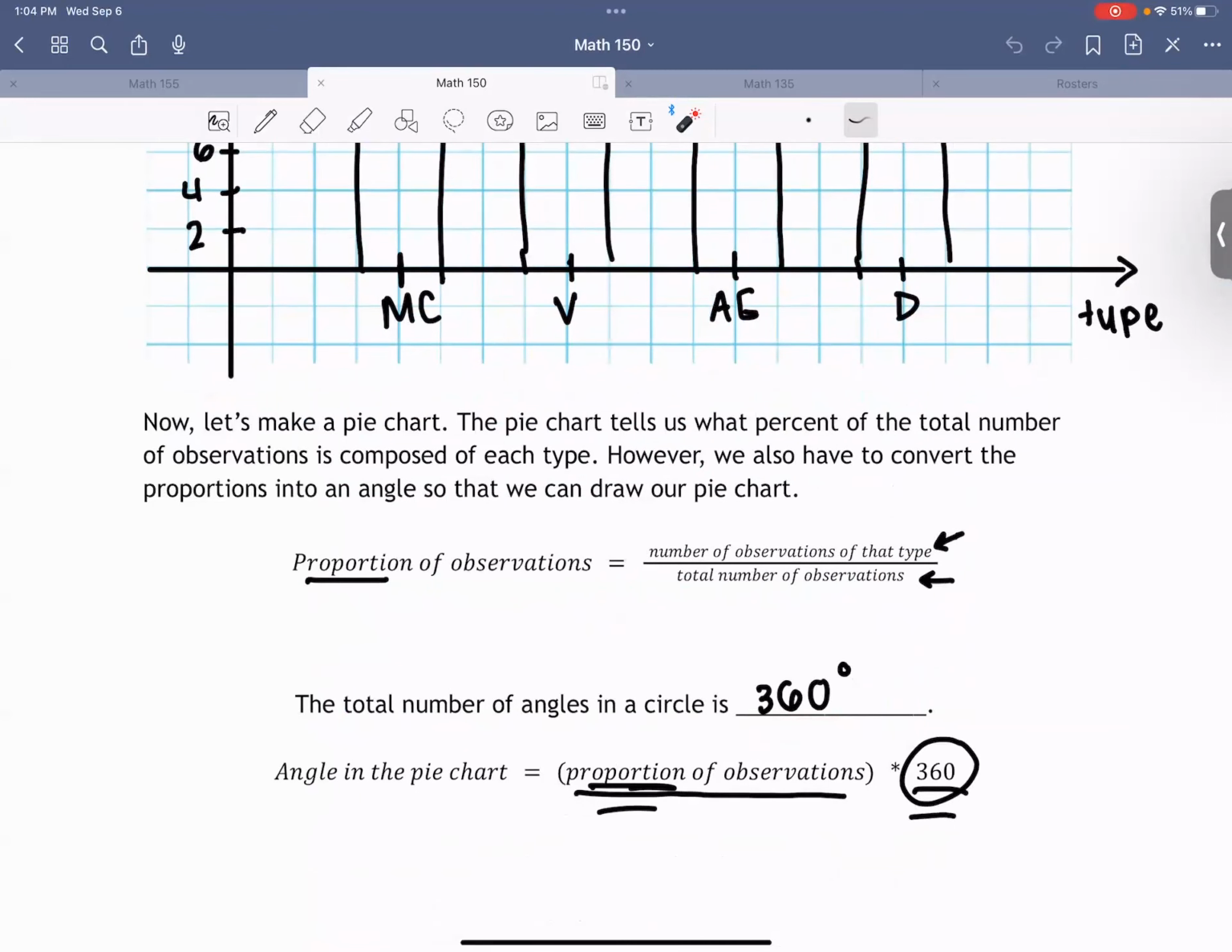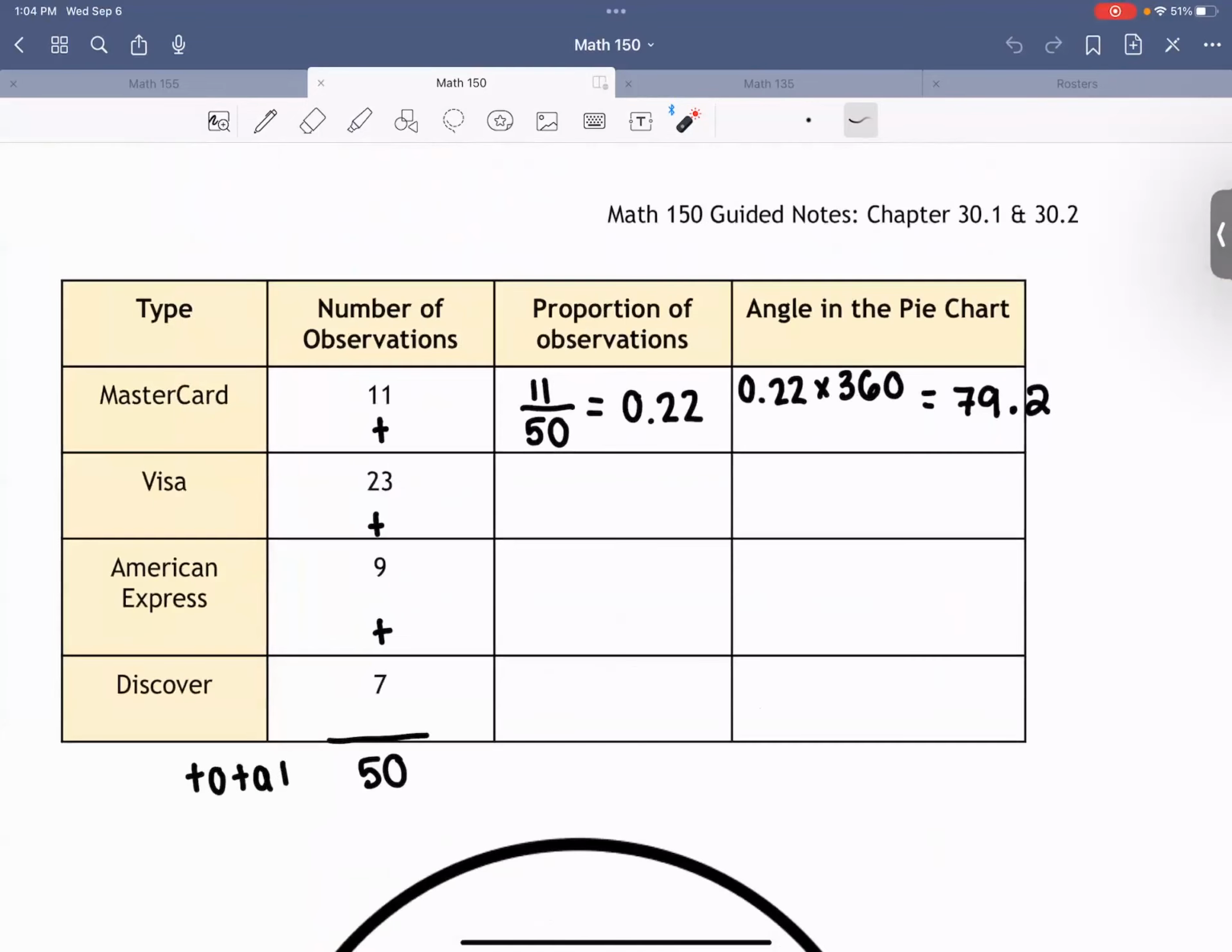Okay. Now we talked about how to calculate the angle in the pie chart that we would use to figure out how I would actually come up with the pie chart. Is there anyone who wants to explain how we get the proportion and also the angle? Who remembers how to get the proportion of the observations? Trying to remember names. I'm gonna cheat. Emily.